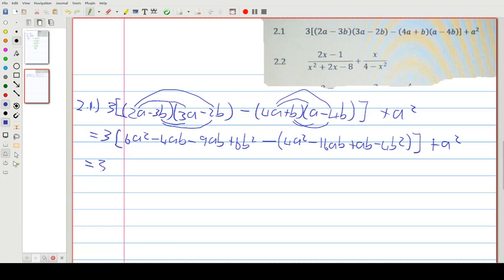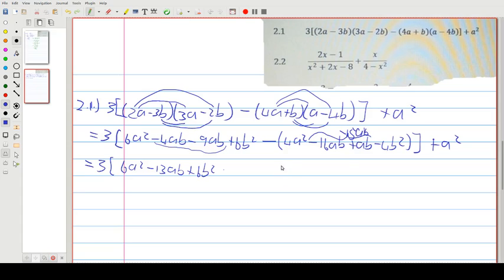Okay, let's keep the 3 there. Inside we can start collecting like terms now. So we've got 6a squared, that's fine. These are like terms, so negative 4ab minus 9ab is negative 13ab. And then plus 6b squared, that's fine. Let's first collect the like terms inside here. So the 4a squared is fine, but these are like terms: negative 16ab plus ab gives us negative 15ab.